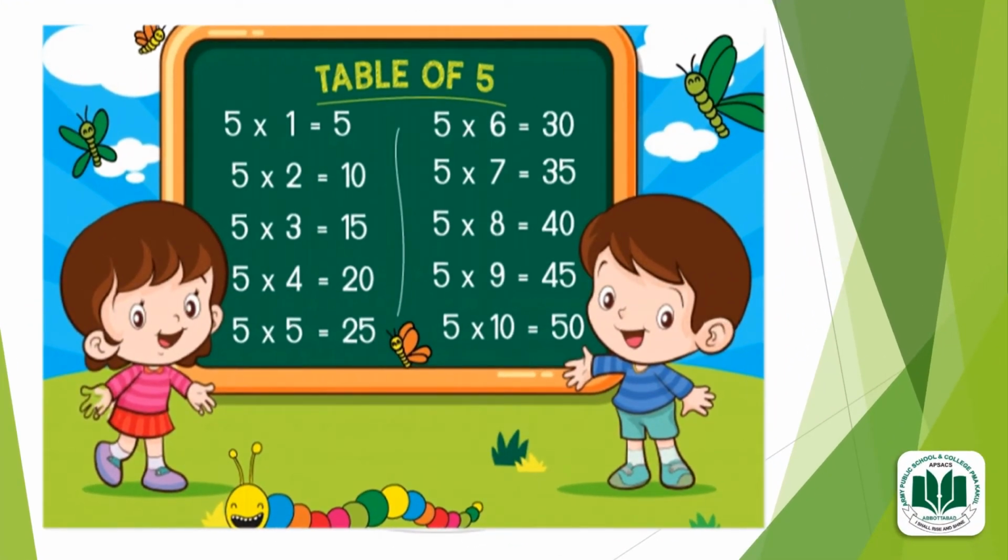For the multiplication by 5, you have to learn the table of 5. It is very much easy and you can see on a screen the table of 5. 5 ones are 5, 5 2s are 10, 5 3s are 15, 5 4s are 20, 5 5s are 25, 5 6s are 30, 5 7s are 35, 5 8s are 40, 5 9s are 45 and 5 10s are 50. You have to learn this table.